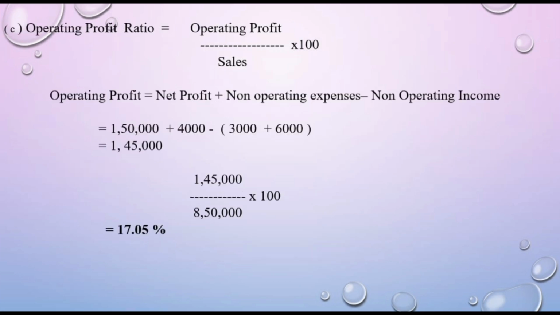Next we calculate operating profit ratio. The operating profit ratio formula is operating profit by sales into 100. Operating profit is equal to net profit plus non-operating expenses minus non-operating income. For this sum, net profit of 1,50,000 is given. Non-operating expenses are loss on sale of assets 4,000. Non-operating incomes are non-operating income 3,000 and profit on sale of shares 6,000. So now we apply the formula, operating profit by sales into 100. 1,45,000 by 8,50,000 into 100. So operating profit ratio is 17.5%.